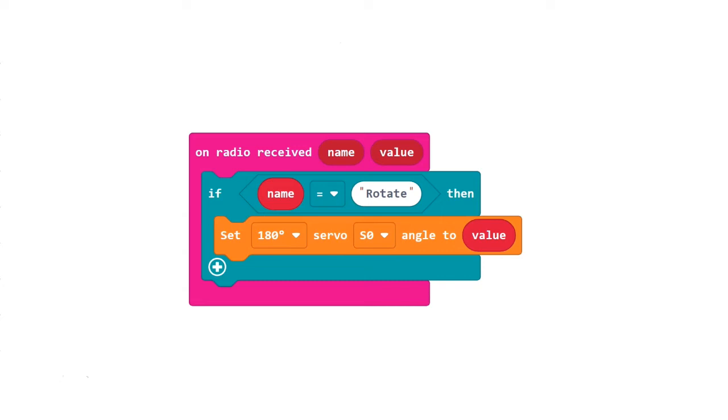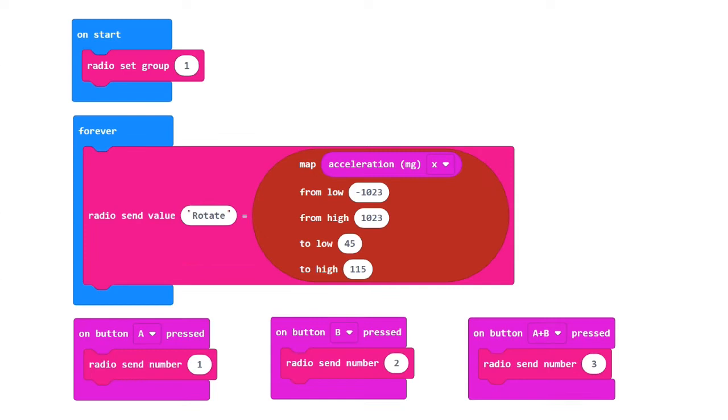If the text is rotate, the servo motor will be prompted to rotate a number of degrees corresponding to the size of the variable value. The program for the transmitter looks like this.